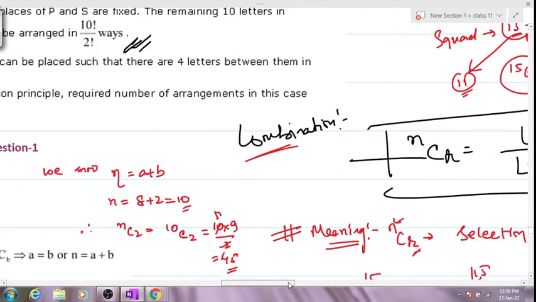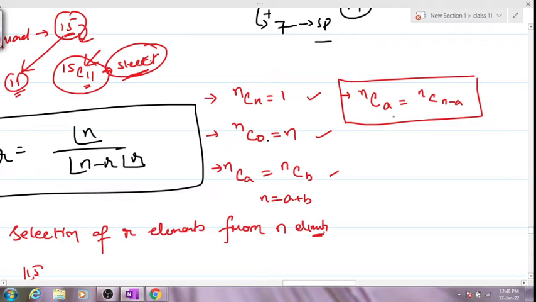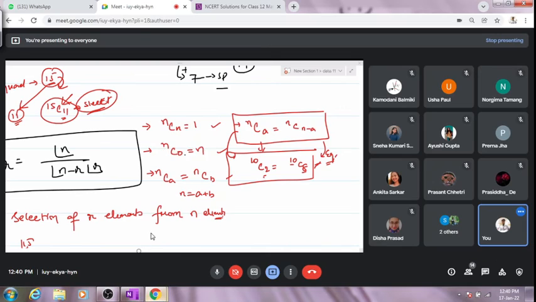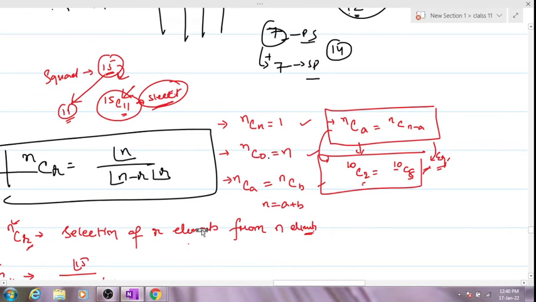One more thing, wherever you have written this property, write one more property: NCA is equal to NC(N minus A). This means basically that if you have 10C2, this can be written as 10C8 also. This minus this can be written as this. Is it clear? Please write this property also. If you have written this property, let me know. We'll move on to the numerical. Written?